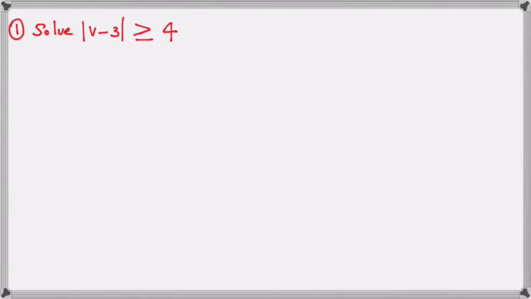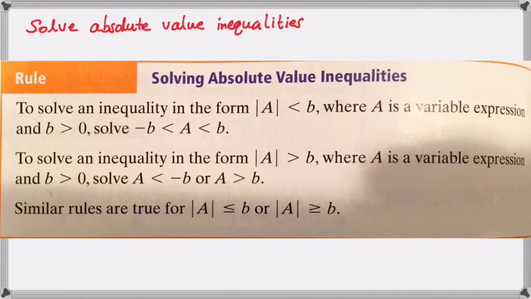First, let's solve this problem. Take a look at this problem. Now, take a look at the rule that we went over before. So this is of this kind, where absolute value of A is greater than B, right? So in this case, we need to solve A greater than B and also A less than negative B. Okay, keep that in mind.